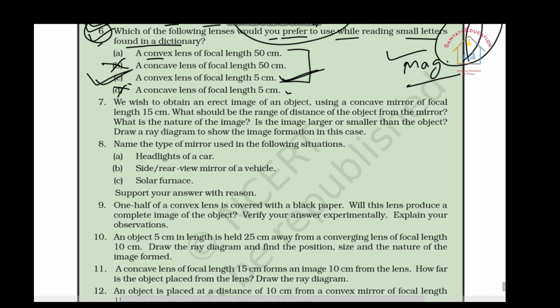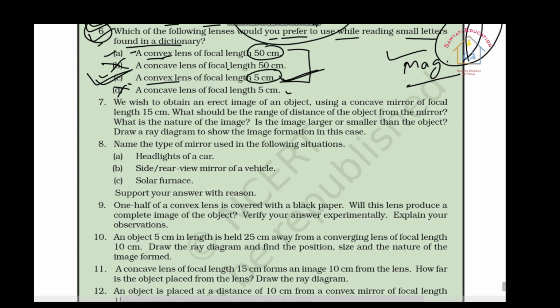Here we use a magnifying lens which magnifies letters. For magnifying letters we will use a convex lens. Option A and option C may be correct. Both have a convex lens. Here the focal length of one is 50 cm and the second is 5 cm.